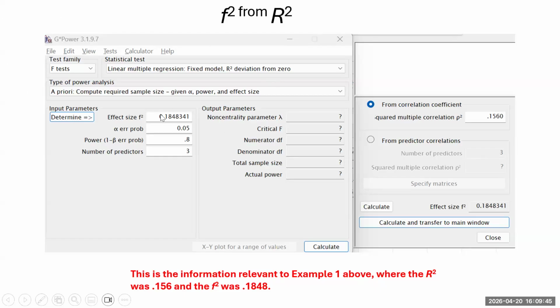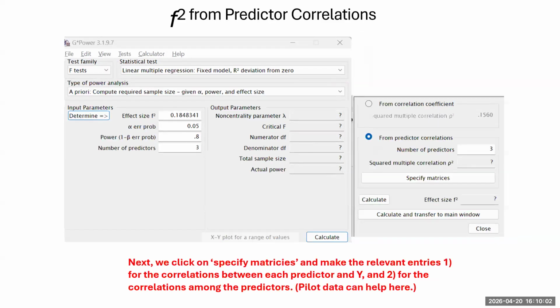So once you make that entry, if you click on calculate and transfer to main window, GPower will put the F squared over here. And then, the other selections are inputs that you made. And then if you click calculate, GPower will generate the power estimate for you. This is the setup from example 1 from up above.